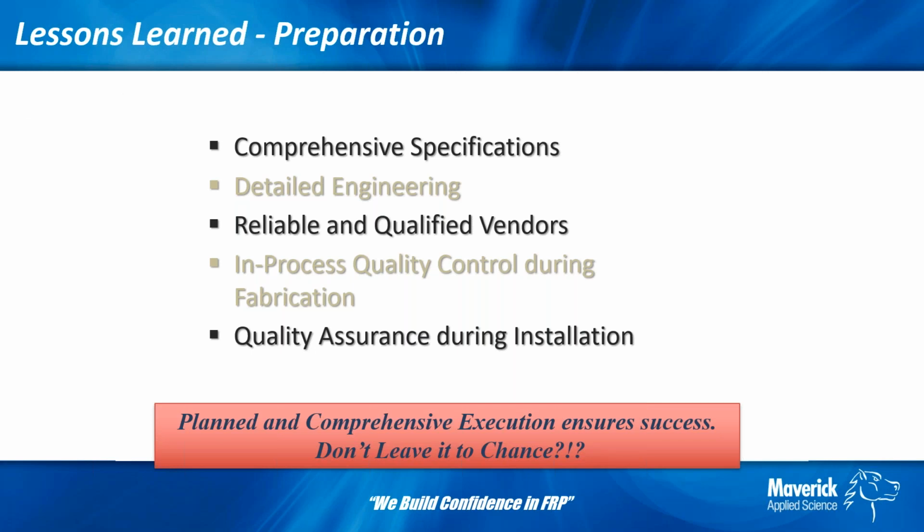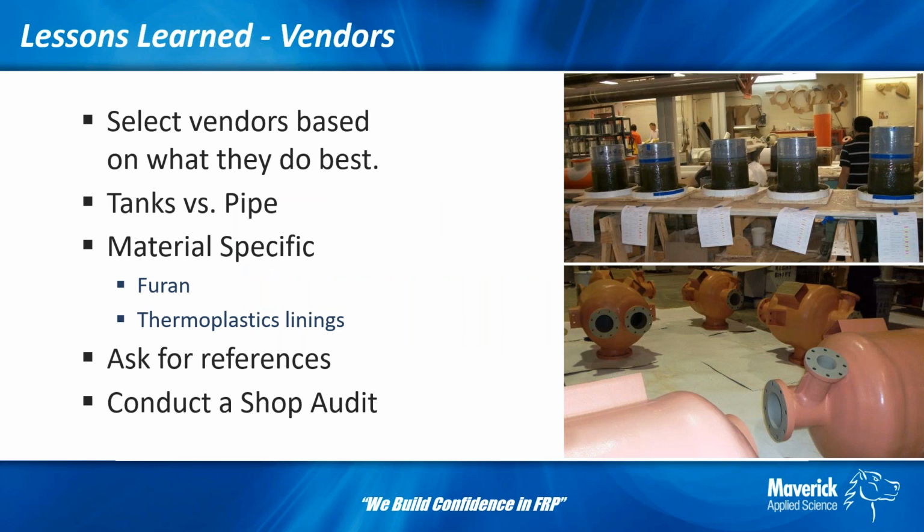So now we're going to get into a few more lessons learned here and talk about selecting vendors. Generally, what we have found in pretty much all cases, most manufacturers do one thing really well, maybe a couple things, but when it comes to your non-metallics, they're either tank manufacturers or they're pipe manufacturers. There's very few that do both well. Just because it's FRP or just because it's dual laminates doesn't mean that they do tanks and pipe equally well.